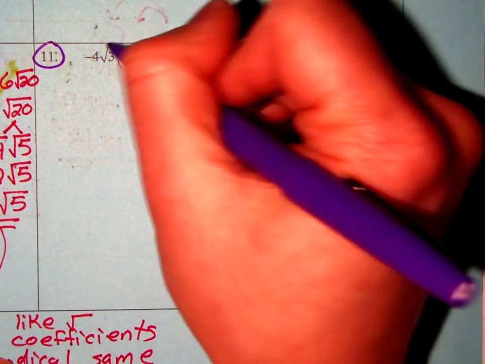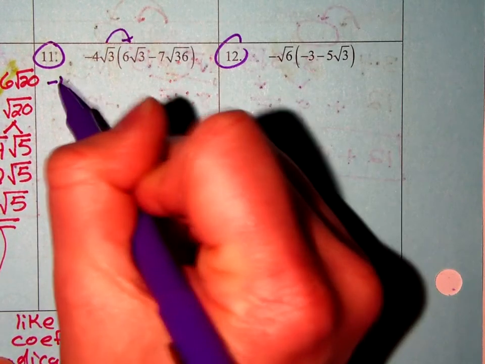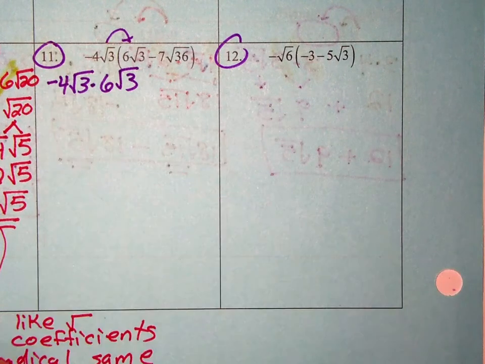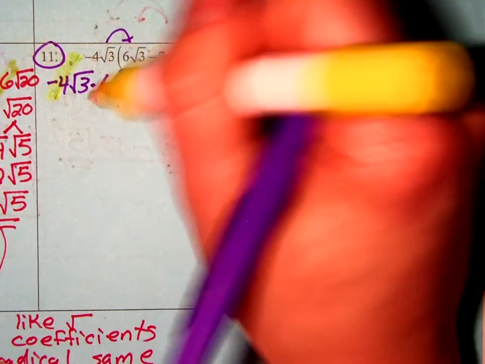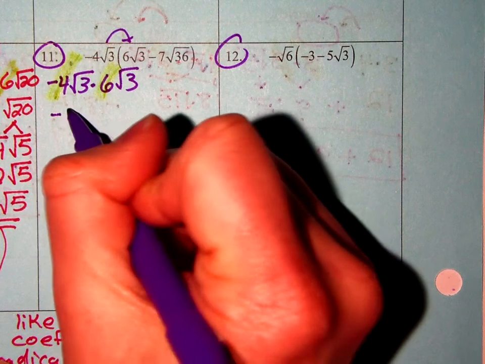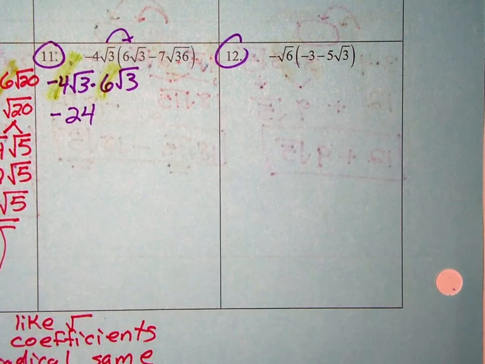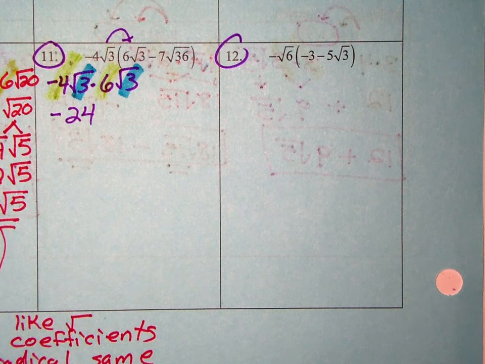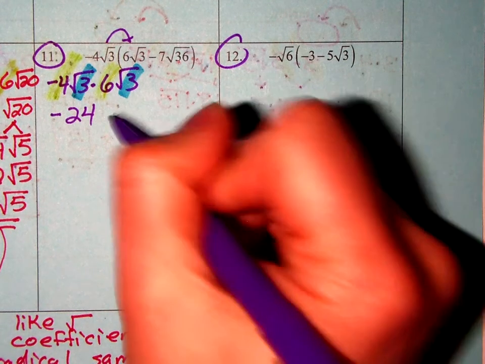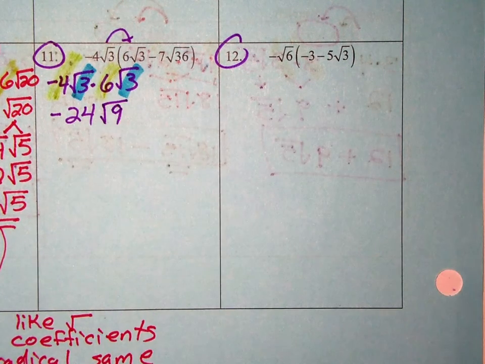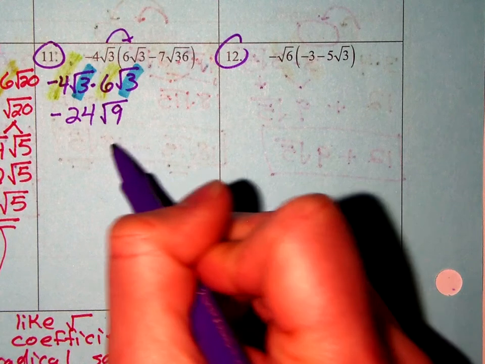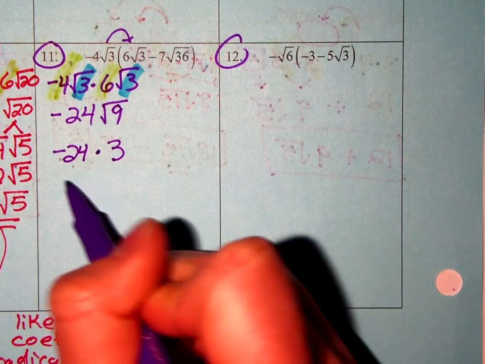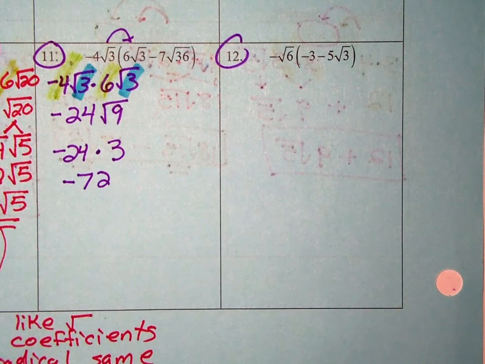All right, so first thing we do in number 11 is negative 4 radical 3 times 6 radical 3. So we multiply our outside numbers, which are negative 4 times 6, which would be negative 24. And then we multiply our inside numbers. It doesn't matter that they're the same. Every time we multiply everything together. So 3 times 3 gives me square root of 9. And then I can simplify square root of 9 to be 3. We bring down our negative 24 and multiply those together to get negative 72.